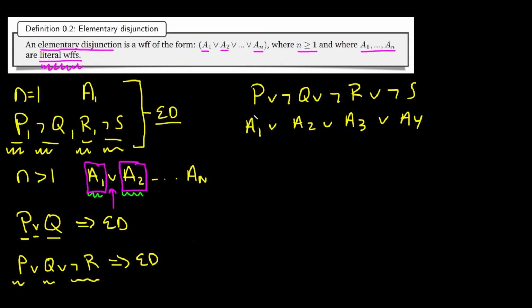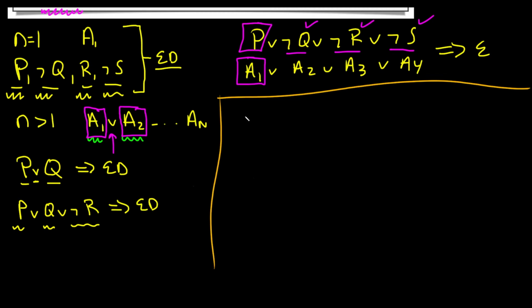Also notice that each one of the disjuncts of this disjunction is a literal well-formed formula. So you could go through each one and see, oh, this one's a literal, this one's a literal, this one's a literal. And so what we have here is also an elementary disjunction. Let's look at two formulas that are not elementary disjunctions.